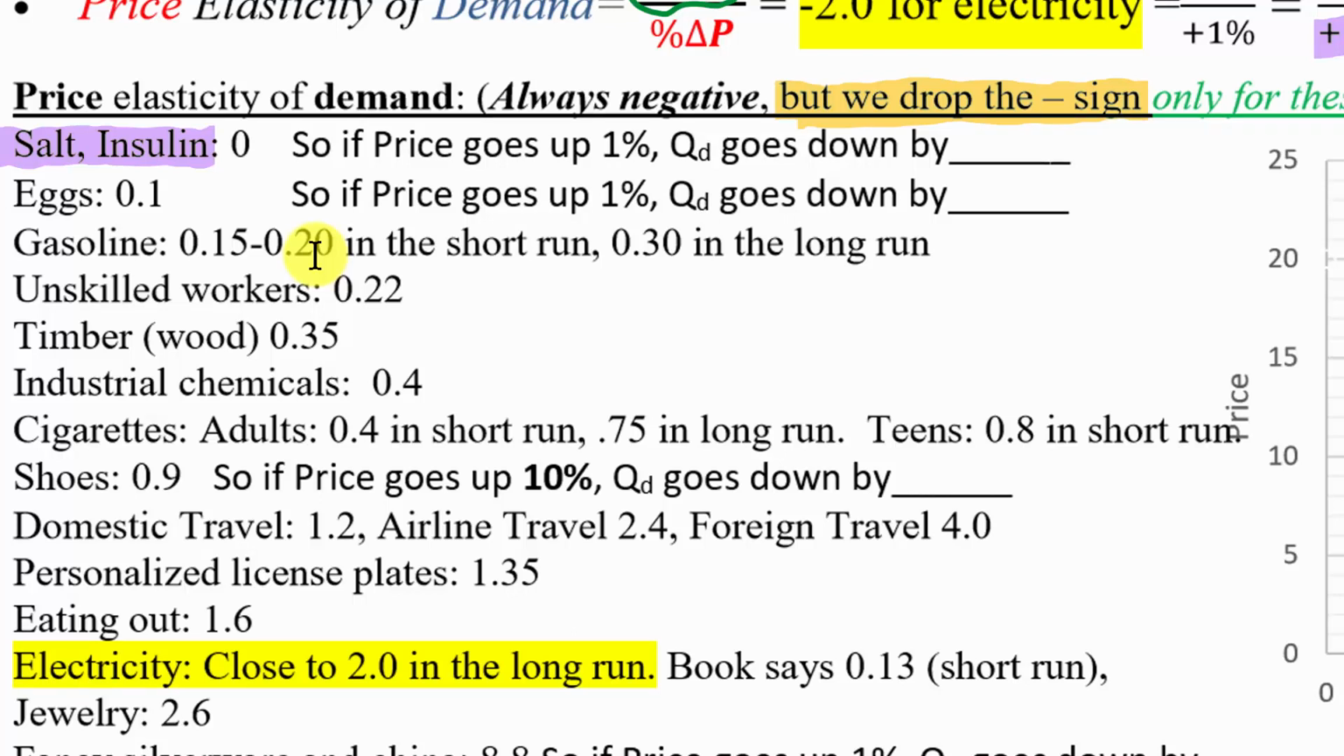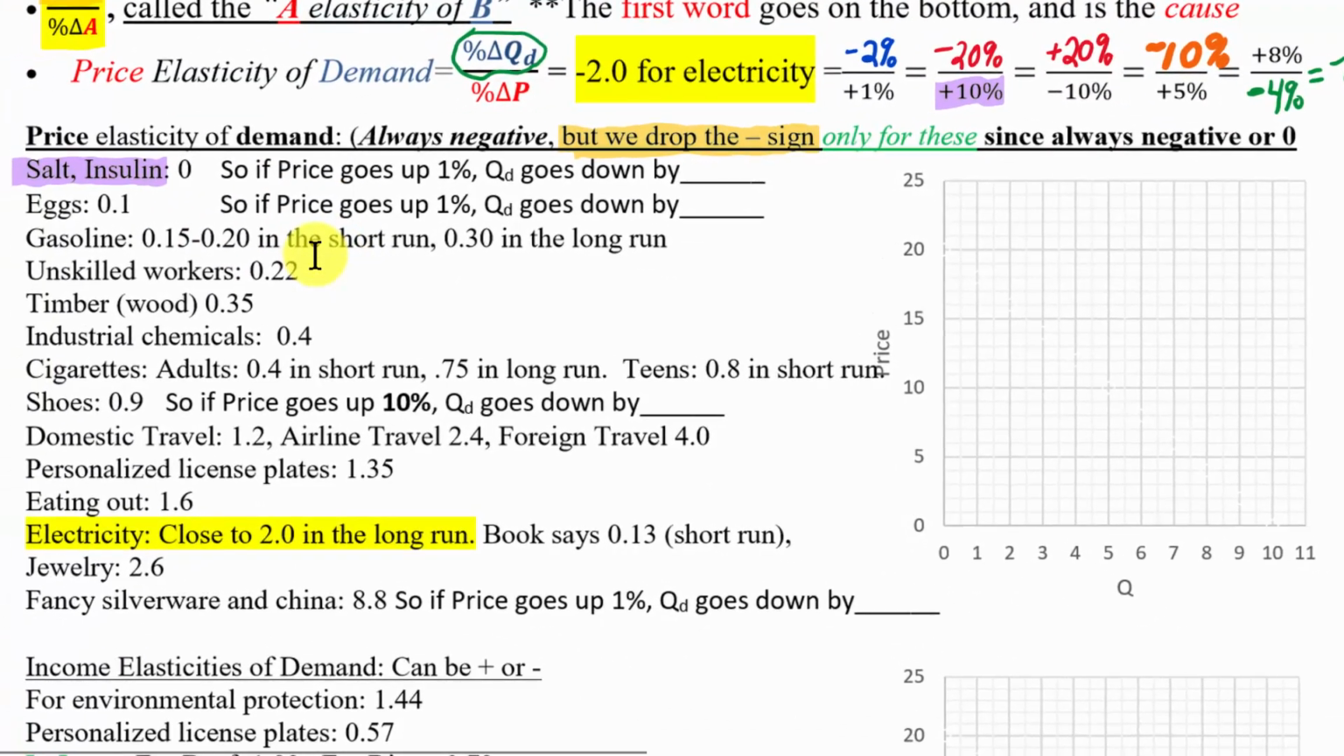Now that makes us ask the question, why? And this is something that you need to really understand. Why is it that some things, when the price goes up, people buy a lot less? Price goes up a little, people respond a lot. They have a high elasticity. But other things, when the price goes up, people don't respond very much at all. They're very inelastic. So salt and insulin are two of the things that I think have the lowest elasticity possible, zero.